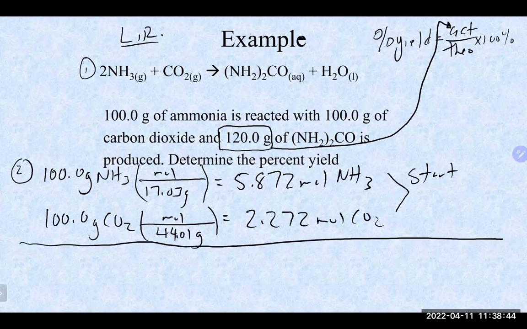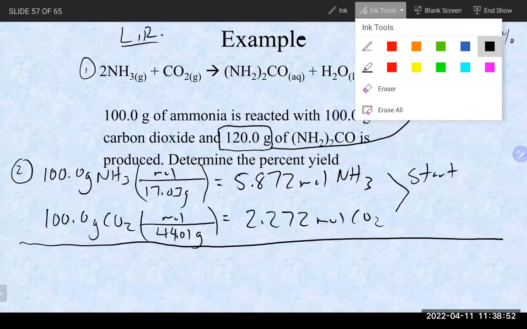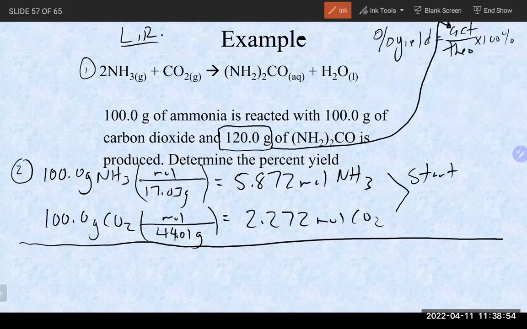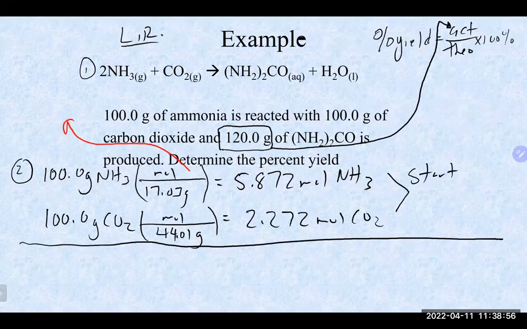Yeah. These guys here are the molar mass from the periodic table. So you just add up the one nitrogen at 14.01 and the 3 hydrogens at 1.008. Yeah. Other questions?